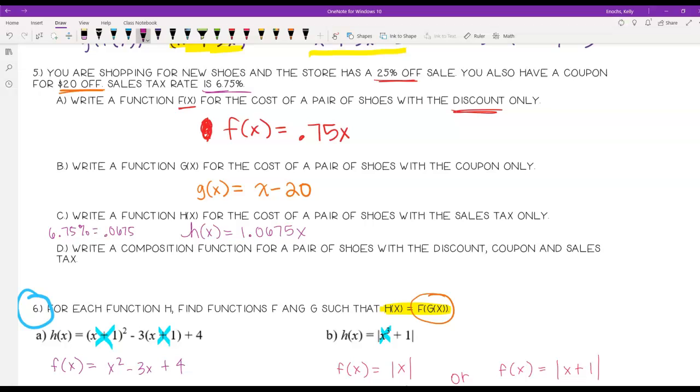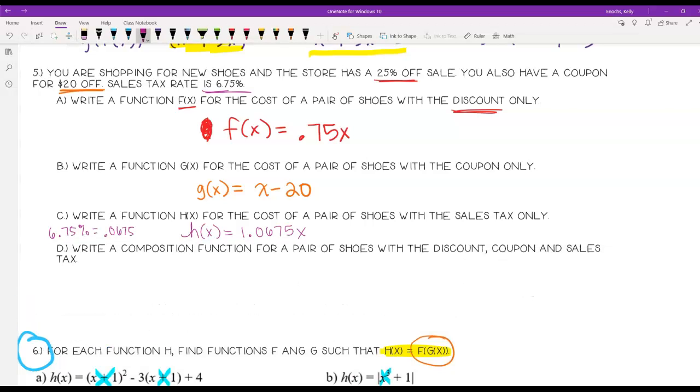All right, so then we want to write our composition function, and that composition function, let's call it C of x, is going to apply the discount, the coupon, and the sales tax. So the discount is going to happen first. So f of x is going to be our most interior function. Then I'm going to apply my coupon. Then finally, I'm going to apply my sales tax. So we're going to do h of g of f of x.